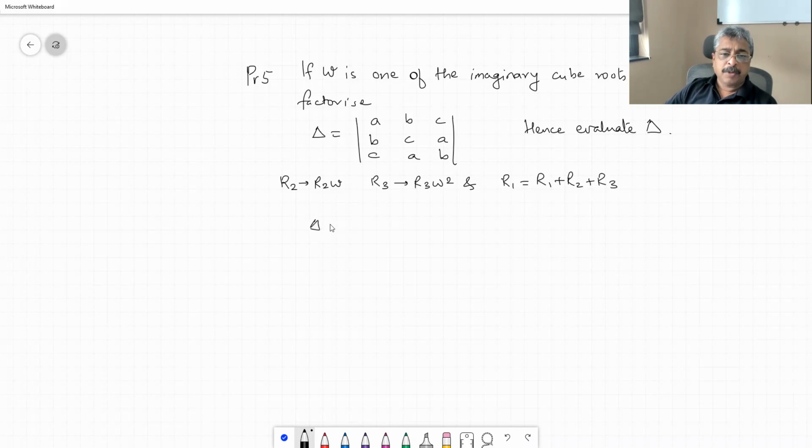So delta becomes first row A plus B omega plus C omega square, and I am supposed to divide by omega into omega square, which is 1. Second row, second entry, B plus C omega, A omega square, C plus A omega plus B omega square. Remaining entry is same.